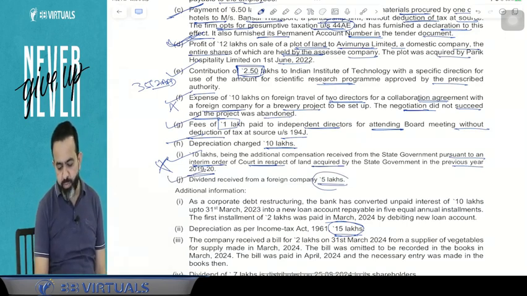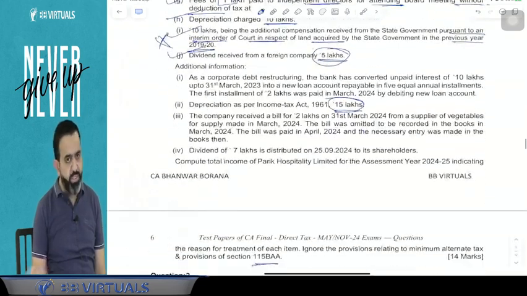Dividend received from foreign company is 5 lakh. It is taxable under income from other sources.